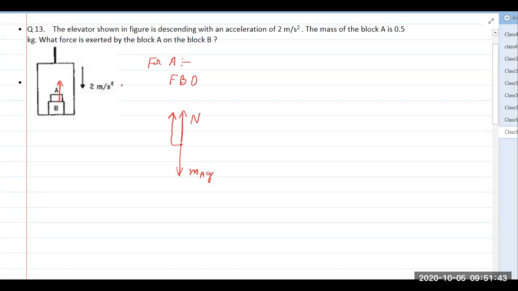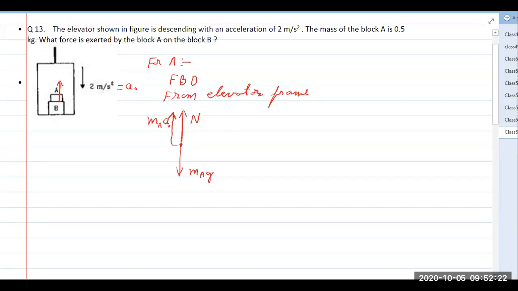So how much will the pseudo force be? Suppose the acceleration is a naught. So we write M_A into a naught. Now you can see that block A is stationary. The block A is not moving inside the lift. If you take the observation inside the lift, then block A is stationary. All the equations are written with respect to the inside of the lift, from the lift frame, from the elevator frame. So all the forces are from the elevator frame.